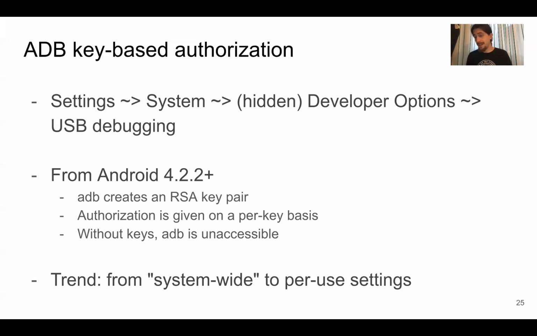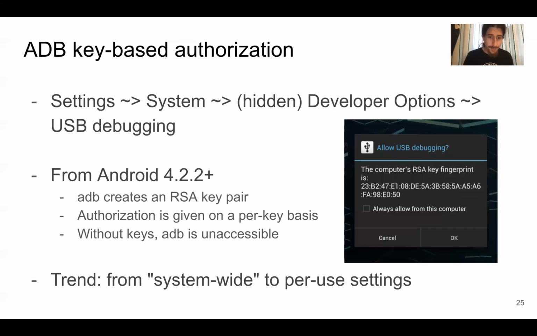Without this, even if there is USB debugging, you cannot get access to the phone. And there is this trend of going from system-wide to per-use settings, where at some point, I don't remember which version, they changed, and now the prompt is: you are connecting via ADB from a computer, and the fingerprint of the key is the following.